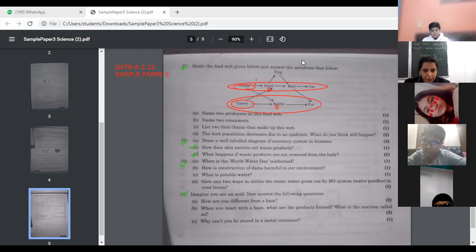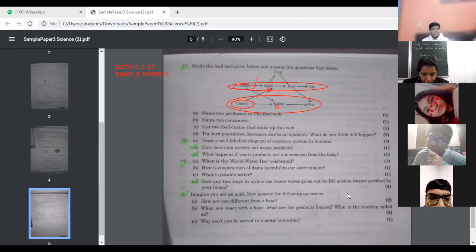Next, D part. Give any two ways to utilize the wastewater given by the RO system. I think many of you have the RO system at your home. The water comes through the pipe. How can we utilize that water? Ma'am, can I tell? Yes, sure. Ma'am, we can use it to water our garden.